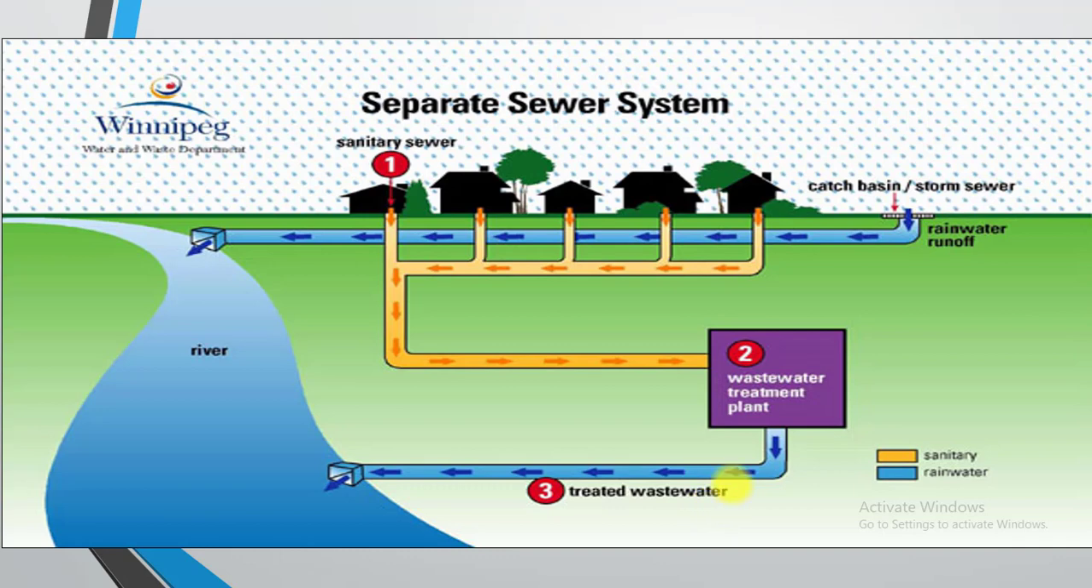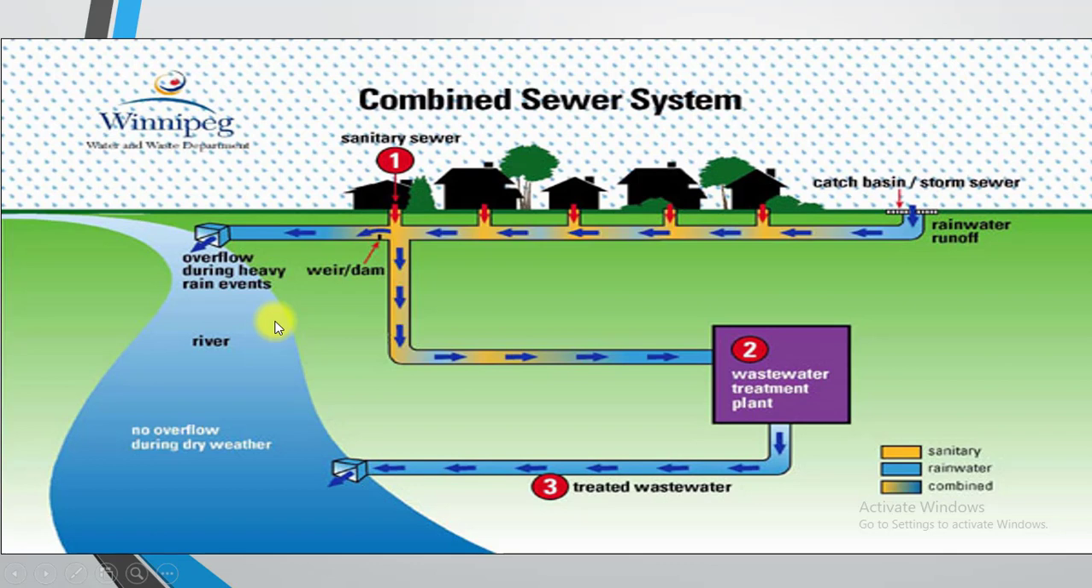So this is the diagram of the separate sewer system. Here are the buildings, the residential buildings and other types of buildings. The wastewater is collected from the buildings and then sent to the wastewater treatment plant. After treatment, it will be disposed, while the stormwater is collected through catch basins or any kind of collection system. It will be disposed untreated to the river or to a disposal point. So this is the separate system.